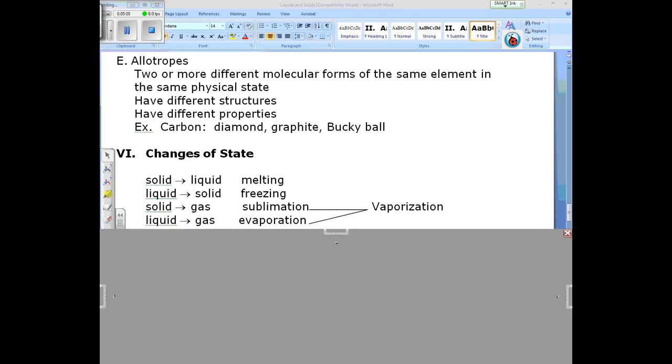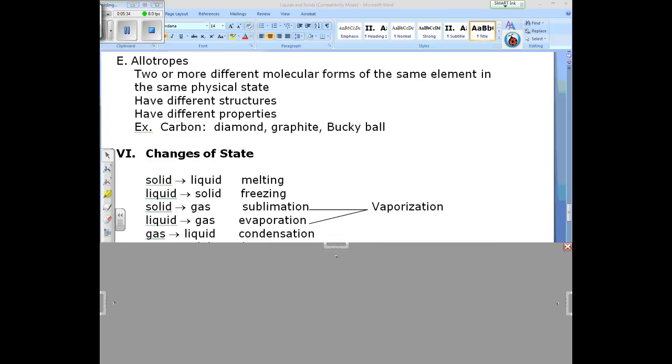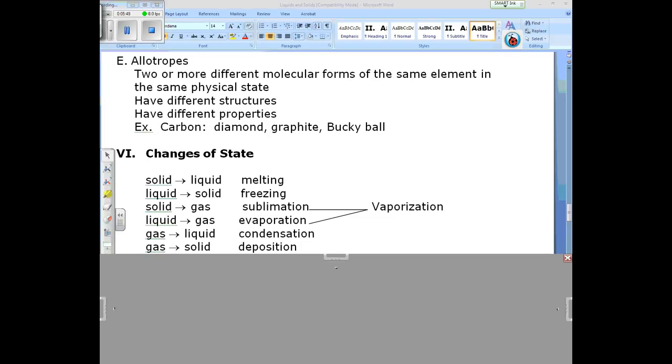Liquid to a gas is evaporation. Again, both of those are forms of vaporization. Now, I say evaporation there because that can happen at any temperature. At boiling, that's when it has to be at a specific temperature. But with evaporation, you can go from a liquid to a gas at any temperature. The next one, gas to a liquid. Condensation. Good. And then the last one is gas to a solid. This is the opposite of sublimation. And this, again, may not be one that you know, but I'm going to see. It is called deposition. Basically, the gas deposits a solid.